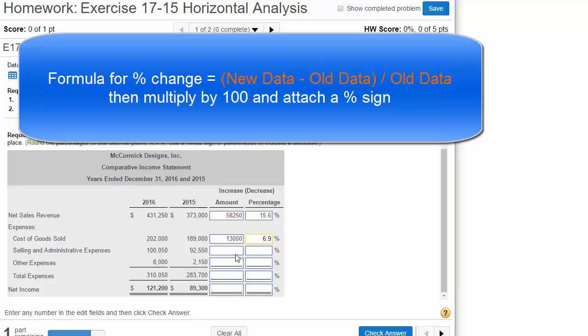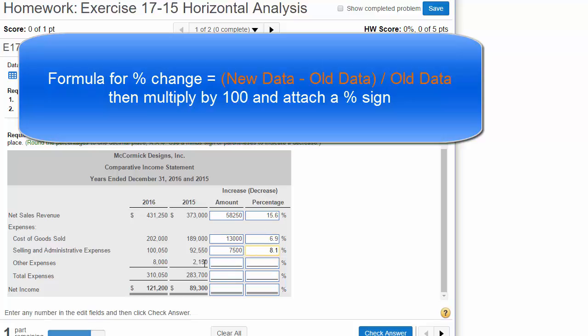Now let's figure out the change in selling and admin expenses. The amount of increase is 100,050 minus 92,550, which gives us $7,500. The percentage change is new minus old, 7,500, divided by old, 92,550. That gives us an increase of 8.1%.